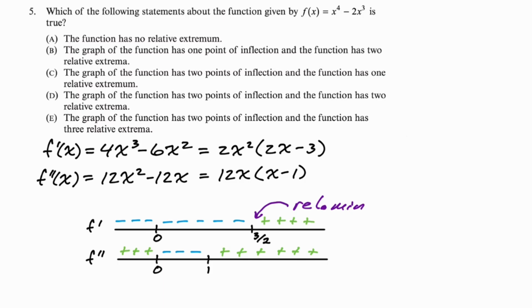And then for f double prime, we have a sign change at 0 and at 1, which means we have points of inflection at both of those. So we actually have 2 points of inflection and 1 relative extrema.